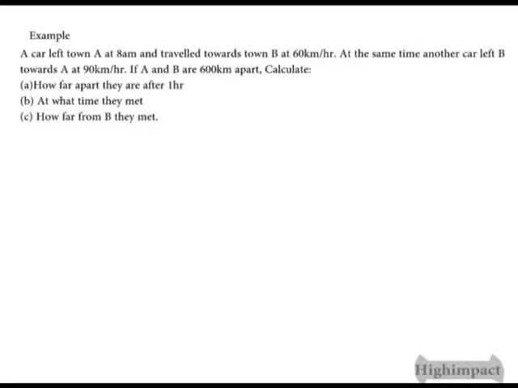For example, a car left town A at 8 a.m. and traveled to town B at 60 kilometers per hour. At the same time, another car traveled from town B towards A at 90 kilometers per hour. If A and B are 600 kilometers apart, calculate A, how far apart they are after 1 hour. B, at what time did they meet? And C, how far from B did they meet?